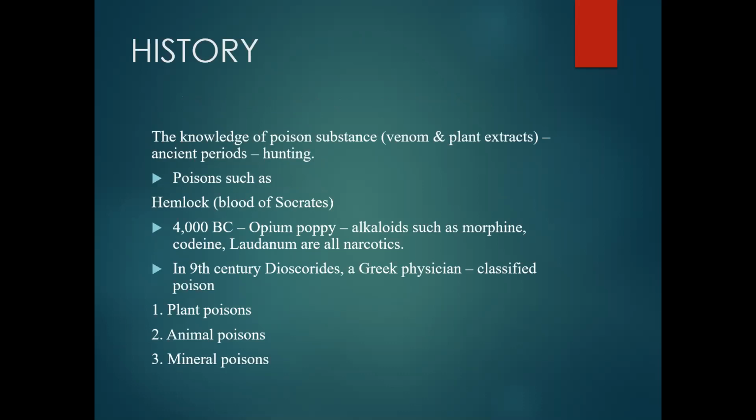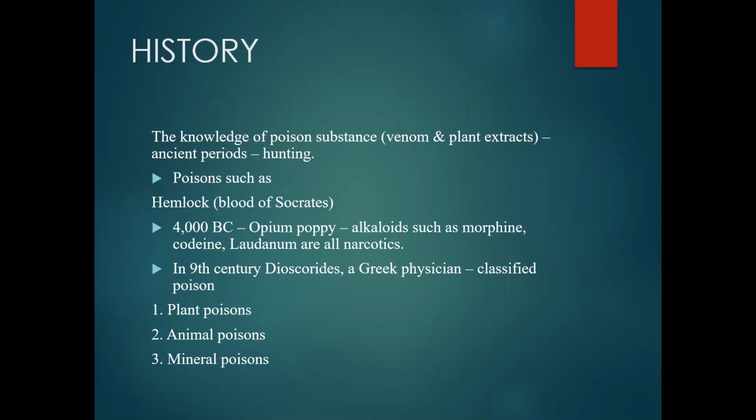Now we come to the history of toxicology. It is said that toxicology goes back in time to early man. While they were out hunting and looking for food, they must have had knowledge of poisonous substances. They were able to differentiate between the good food and the bad food, for example the venom and plant extracts that were there in ancient times.